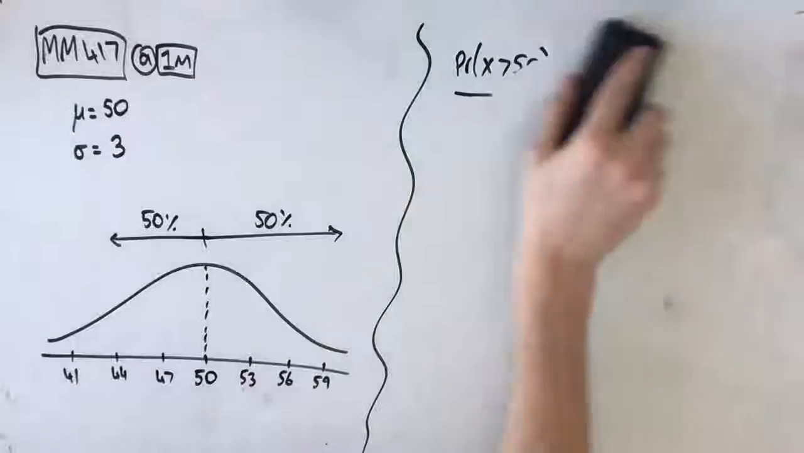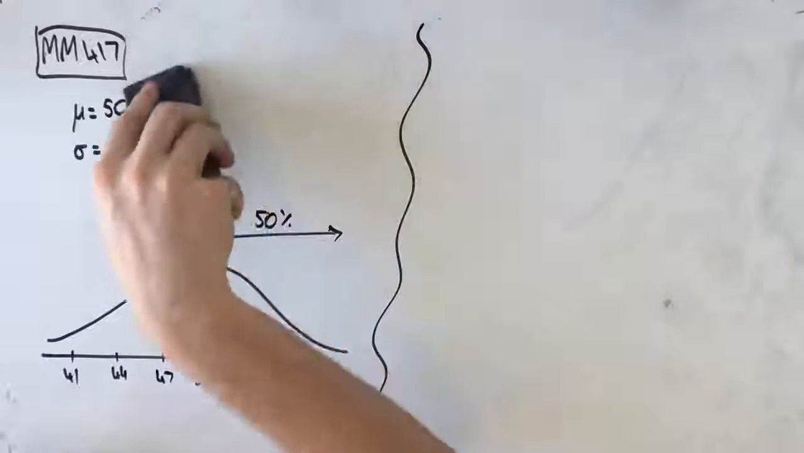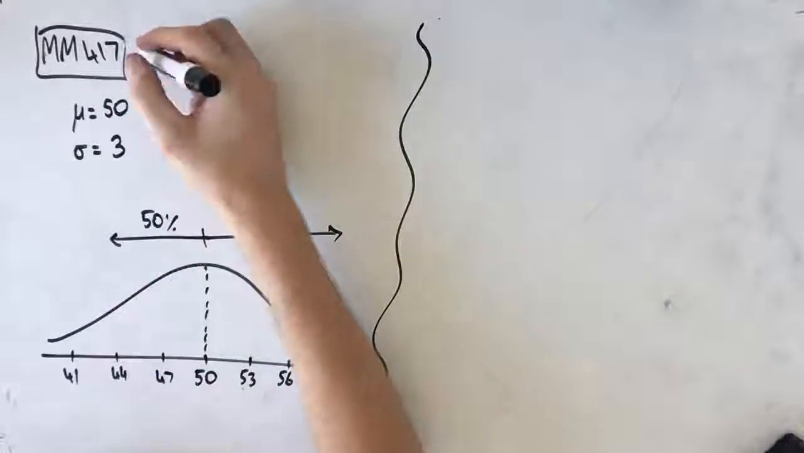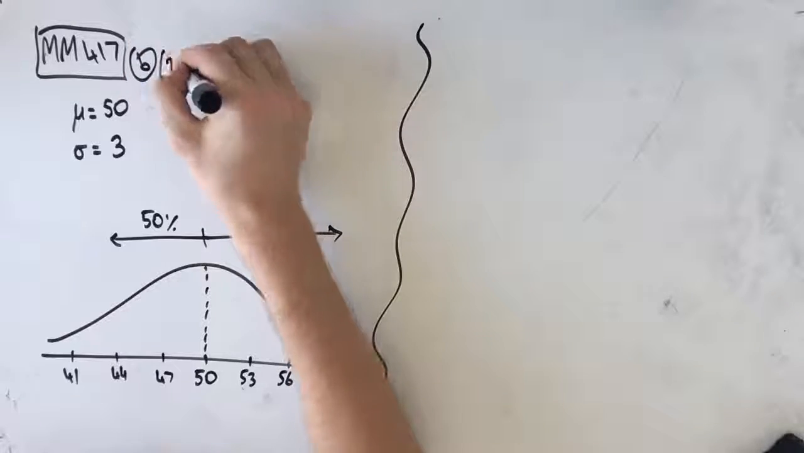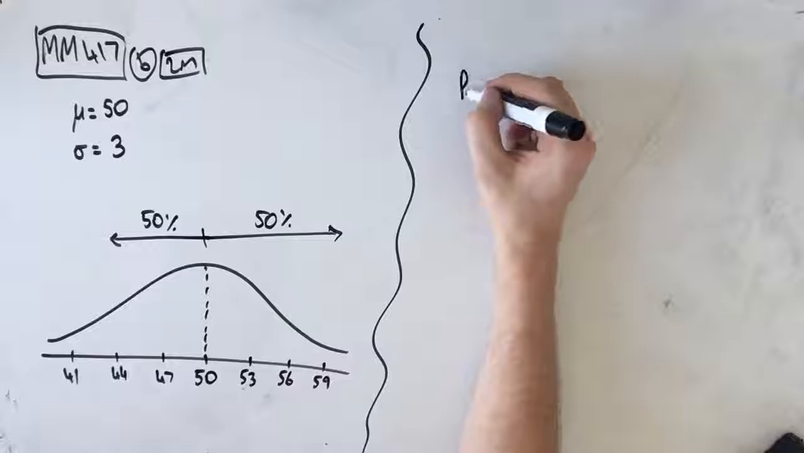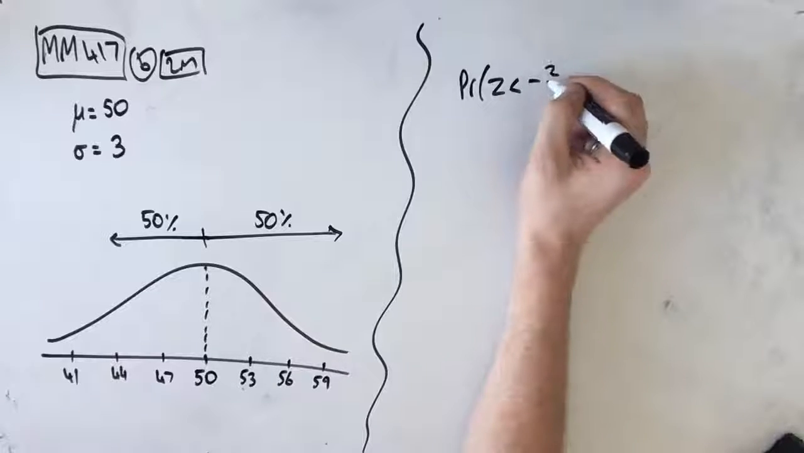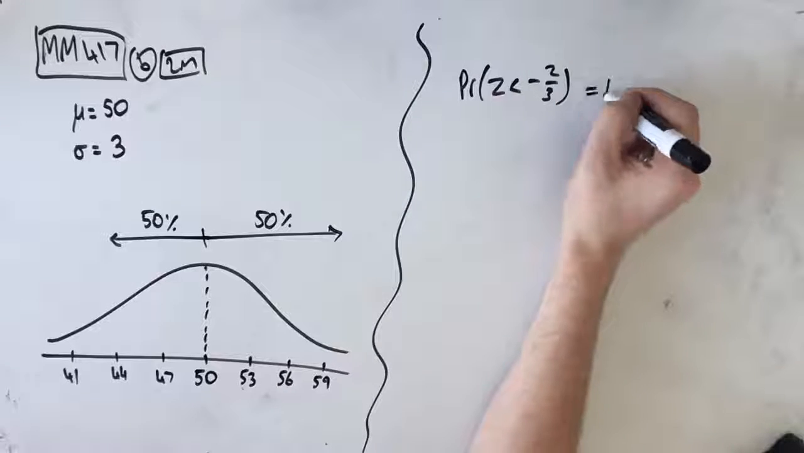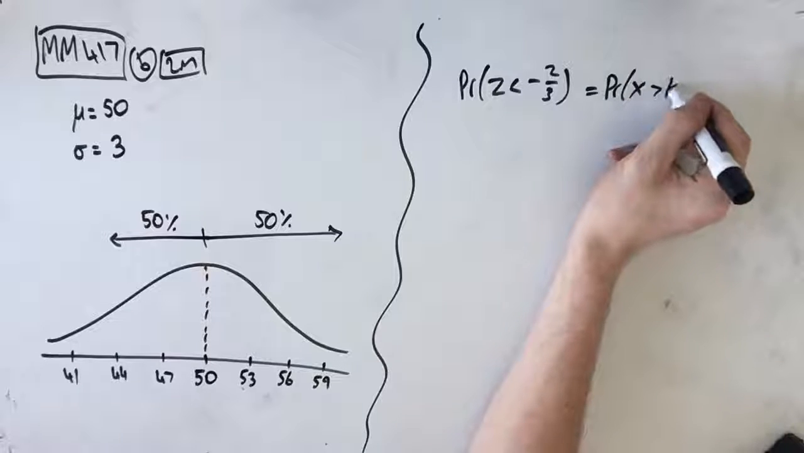Part B is a little trickier, and it's a 2 mark question. What we're asked to do is find the value of k where the probability that z is less than -2/3 is equal to the probability that x is greater than k.